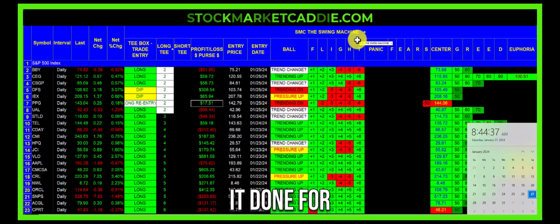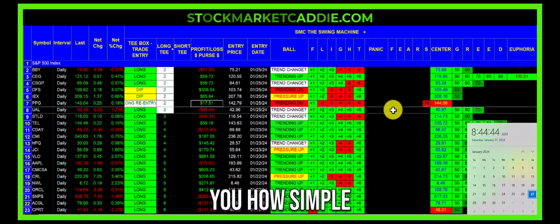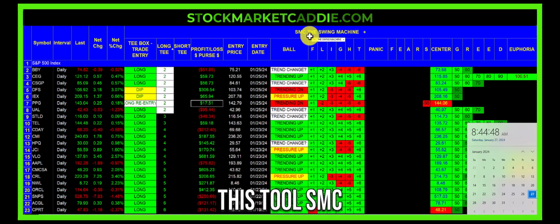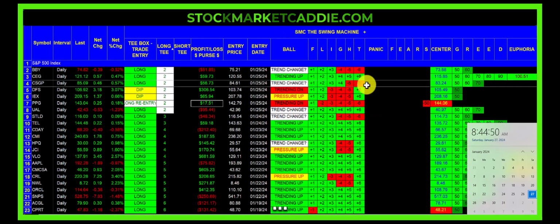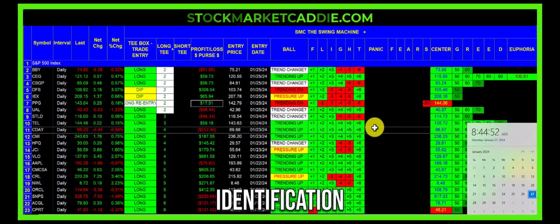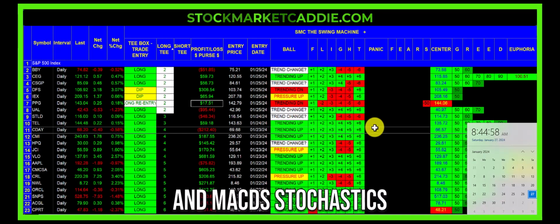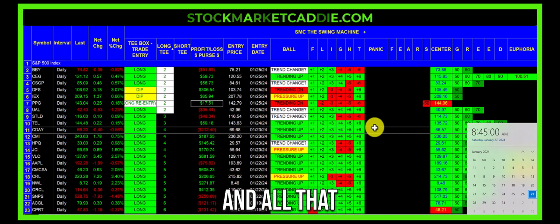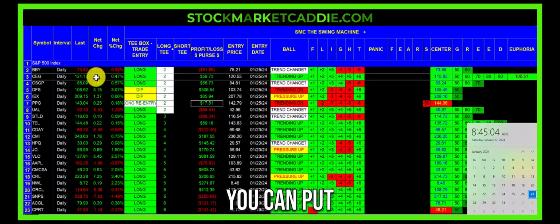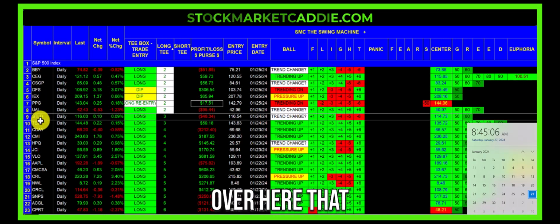Are they getting it done for you? If they are, keep doing it. But if they aren't, let me show you how simple this can be. This tool, SMC Swing Machine Plus, is a trend identification system. It does not use moving averages and MACDs and stochastics and all that. And what you can do is put in any symbol over here that you want.